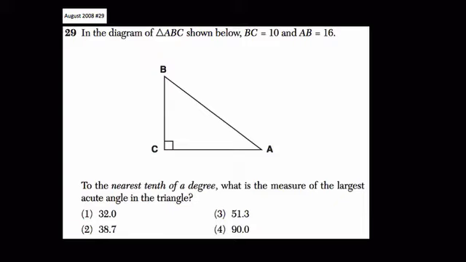Okay, so in this diagram, they say triangle ABC, right? We have this triangle here. BC is 10, so label that. AB is 16. They want to know what is the measure of the largest acute angle in the triangle.